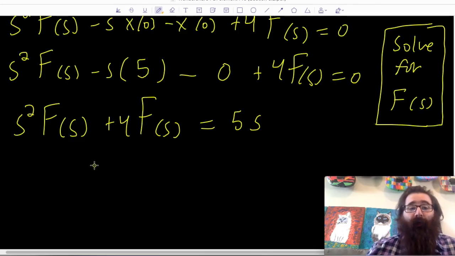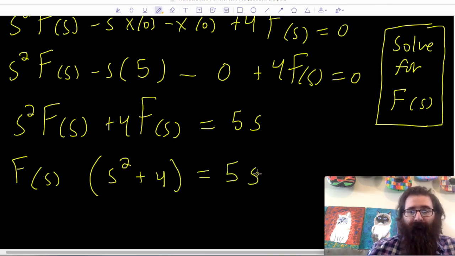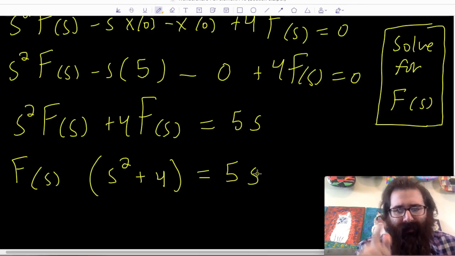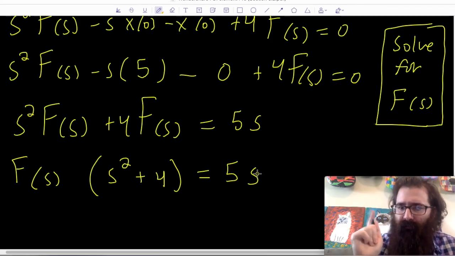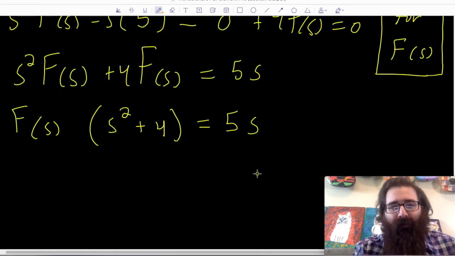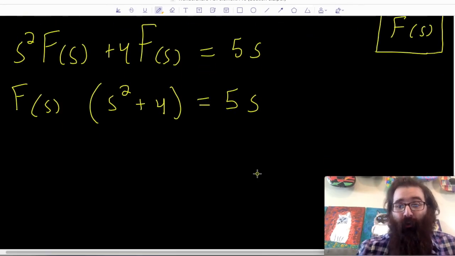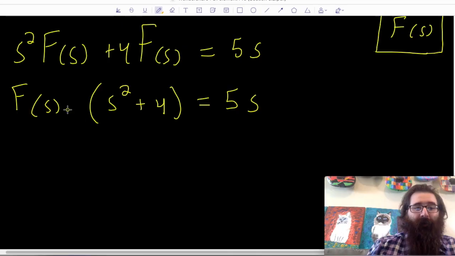Now I can factor on the left. I can factor capital F of s out, and I'm left with s squared plus 4, in parentheses, equals 5s. Now, I'm still doing the finger motions. It's important when you're doing this on the homework, I want to make sure you wave your finger too when you're thinking about it. It's important for the Laplace transformation. So I want to solve for big F at s. So I just divide by s squared plus 4.